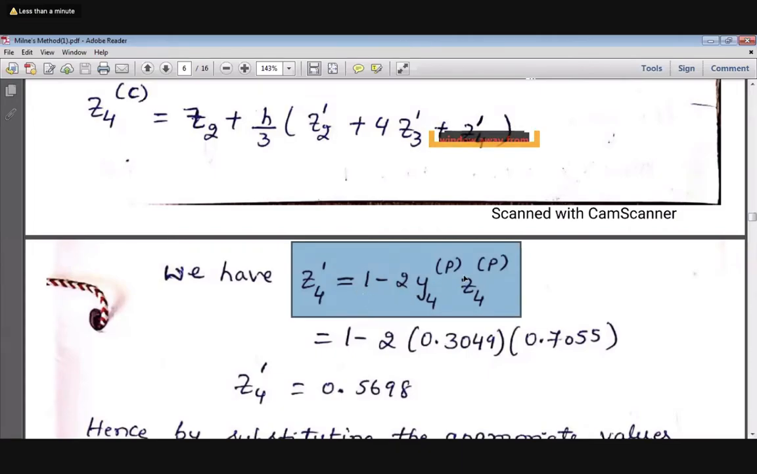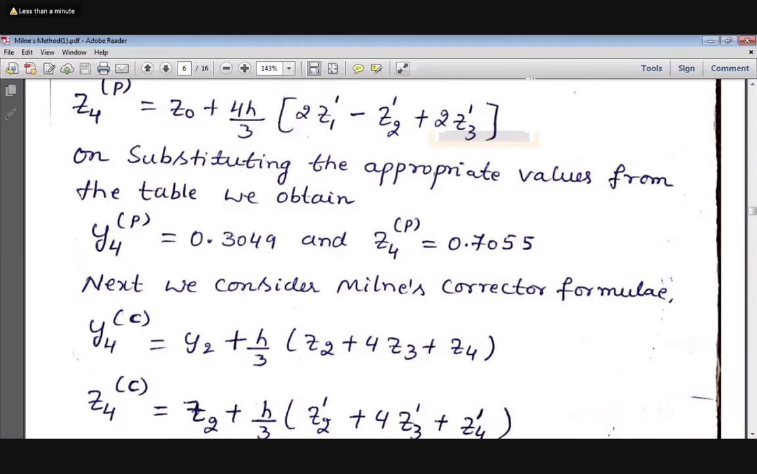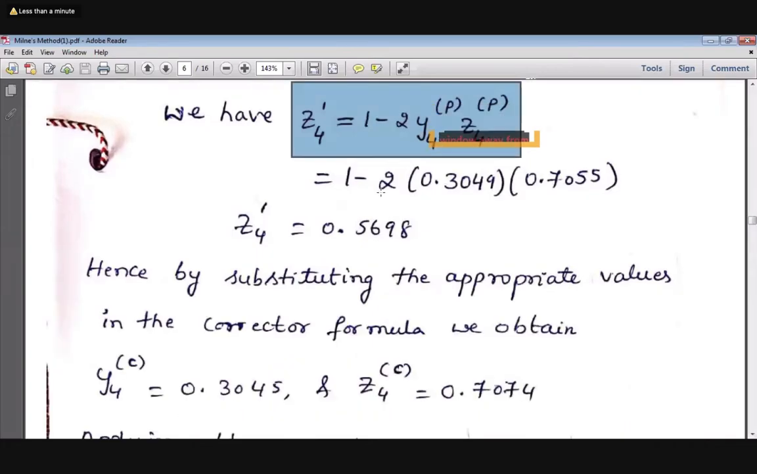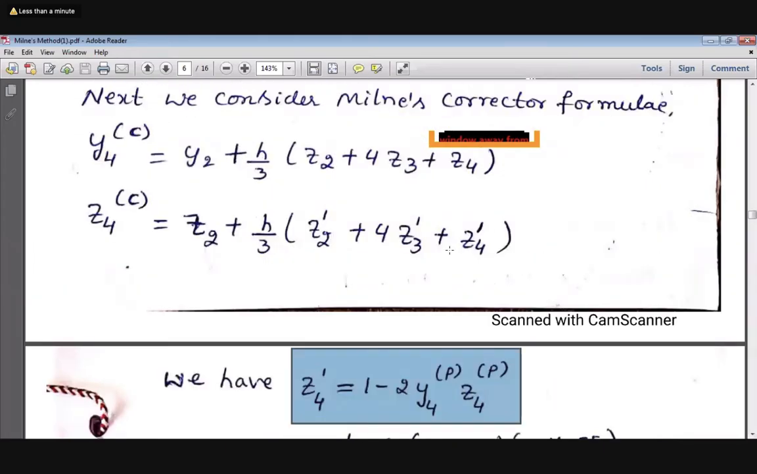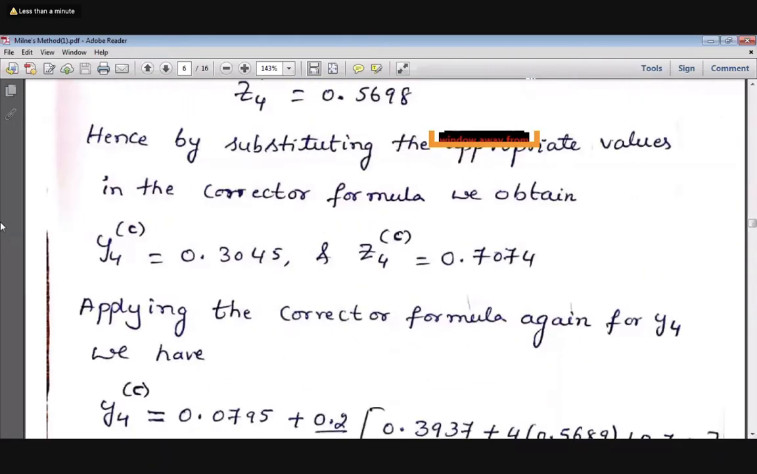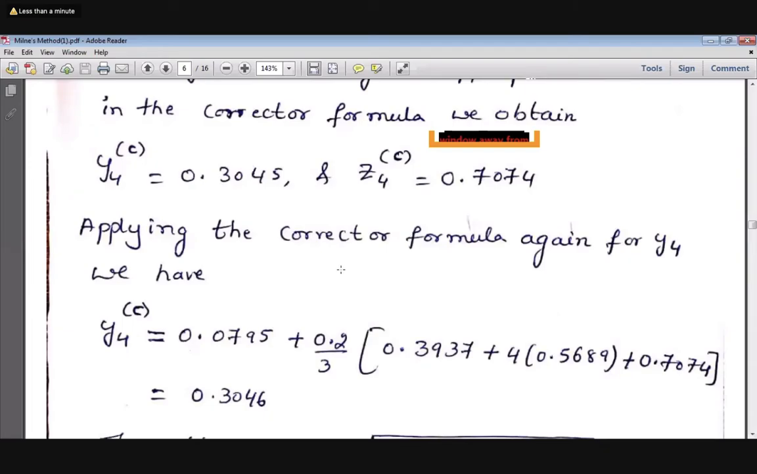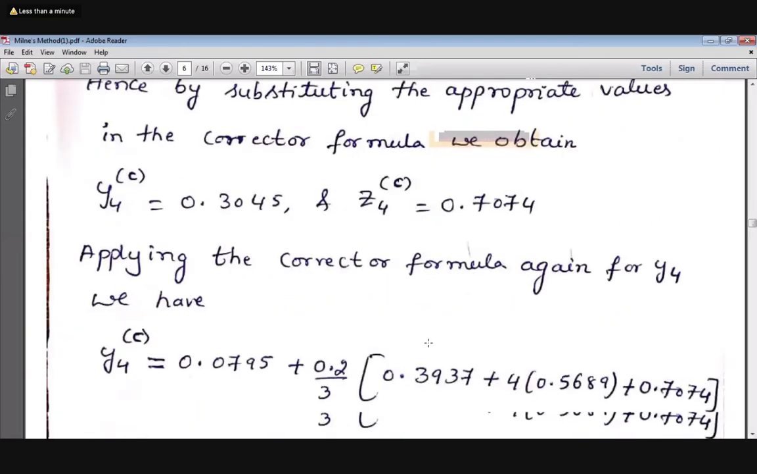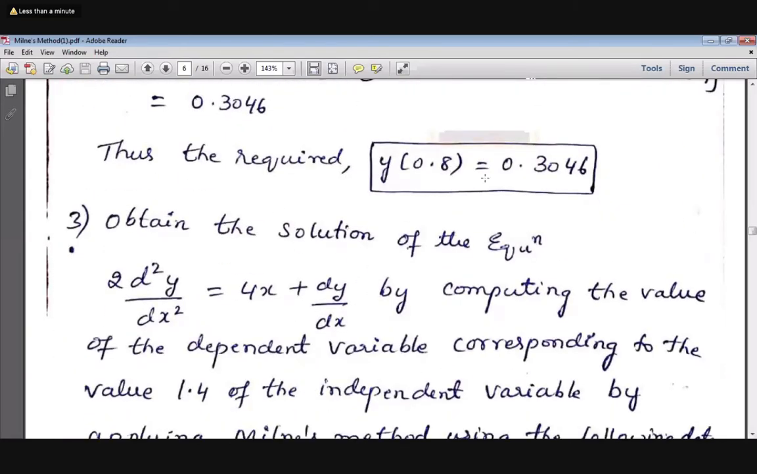z4 dash equal to 1 minus y4 of p, z4 of p. 1 minus 2, 0.3049. Y4 of p we calculated here, and z4 of p we got here. So substitute all the values, you will get z4 dash. Substitute back, you will get y4 of c, z4 of c. Apply the corrector formula again for y4, then you will get the more accurate value.